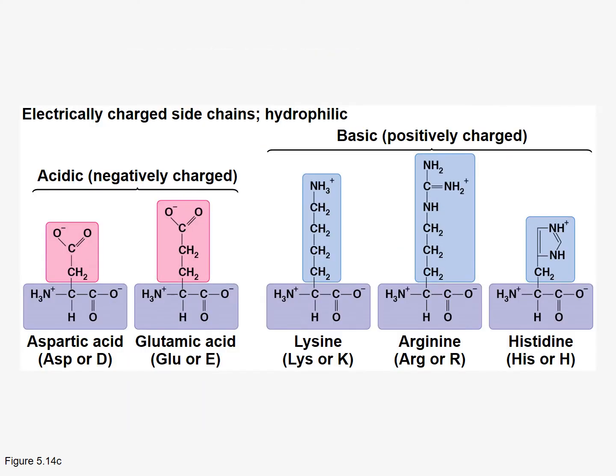Now we have those that are charged. So just like the amino group and the carboxyl group that every single amino acid has, these have another either amino group or a carboxyl group in their side chain. So those that are negatively charged are going to have another carboxyl group, and those that are positively charged are going to have another amino group. So the negatively charged ones act more like acids, and then the positively charged ones act more like bases.